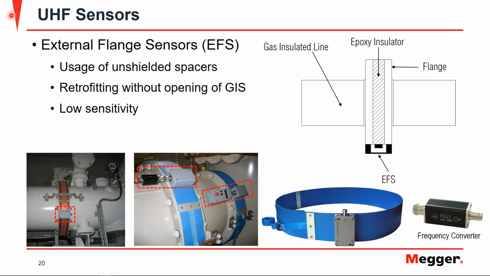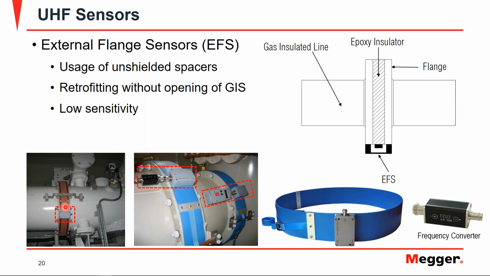Starting with the external flange sensor. The external flange sensor uses the unshielded spacers of the flanges that connect the isolated gas compartments, and this allows for retrofitting without opening the GIS. So if you have the epoxy insulator here, this allows for the exit of the UHF signal, because the rest of the GIS, as we know, is metallic and won't let the UHF signals escape. So if you have an epoxy insulator on the flanges, you can use these external flange sensors.